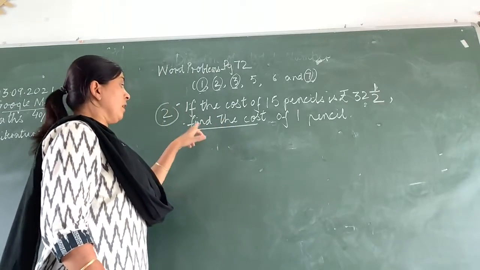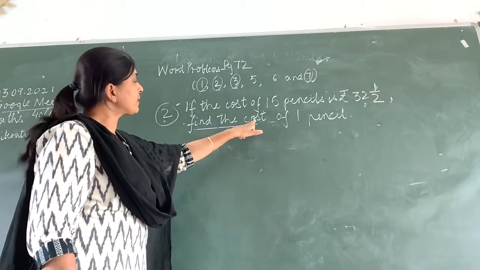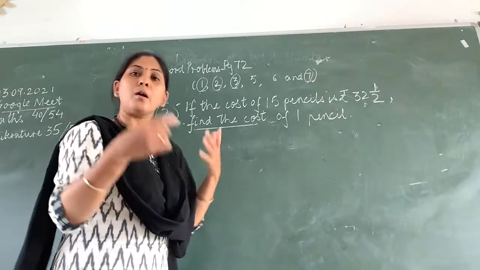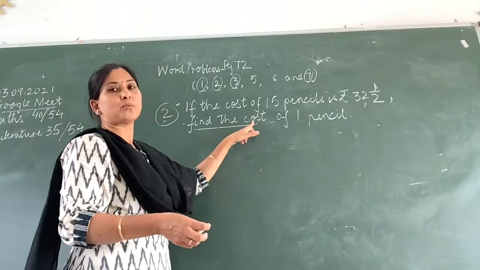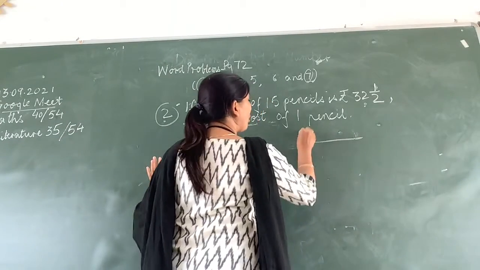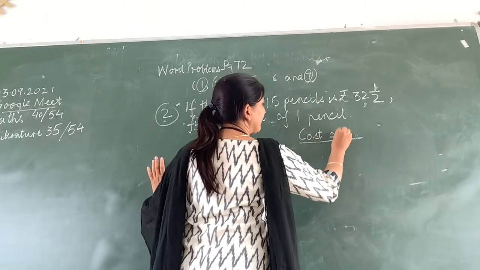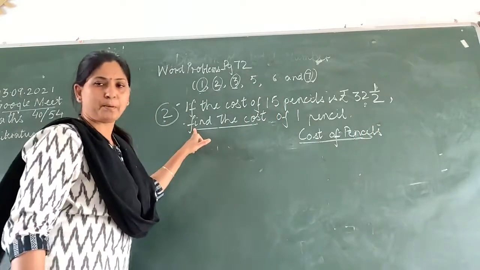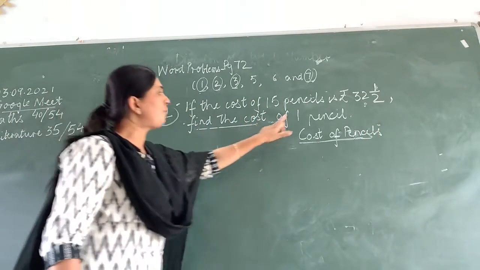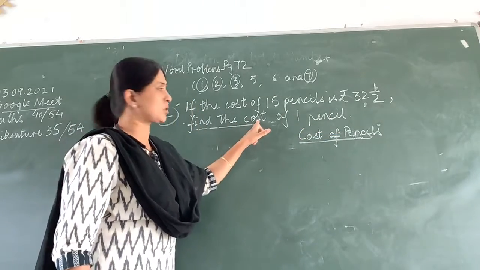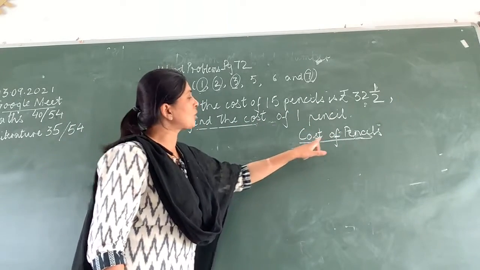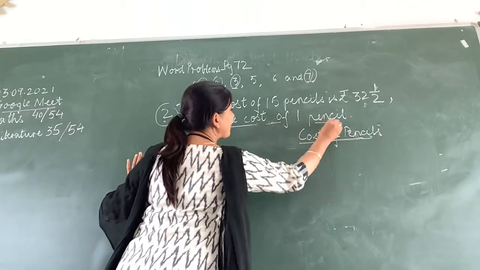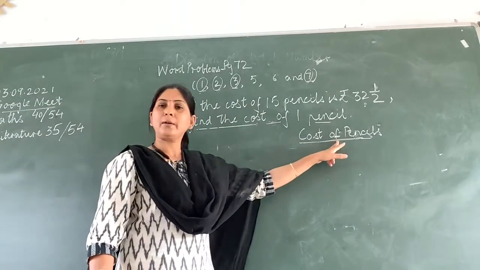Now, find the cost. Always see what you have to find. We have to find the cost. Cost of what? Cost of pencils. Whatever has to be found, that heading will come on the right hand side. It is very easy. Read the question part and see what has to be found. Here, find the cost of one pencil. So the heading cost of pencils will come on the right hand side.